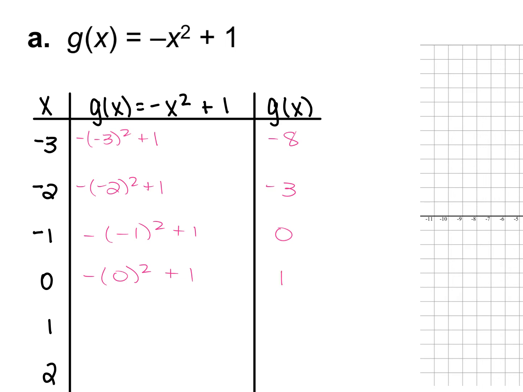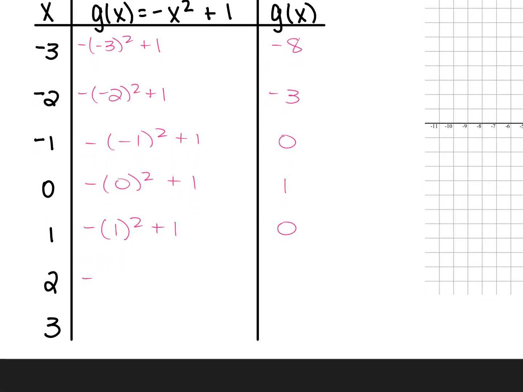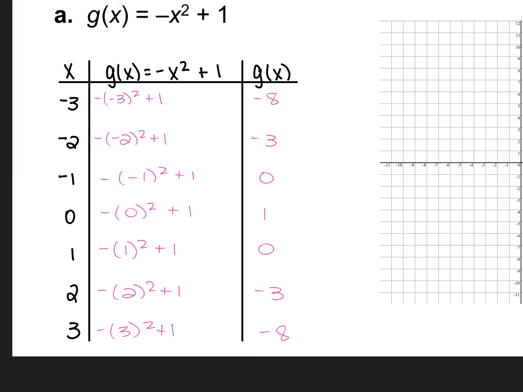Plus 1 is 1. Next we have the 1. So this means that we have the opposite of 1 squared plus 1. 1 squared is 1. Opposite is -1. Plus 1 is 0. Next we have the 2. So the opposite of 2 squared plus 1 gives us 4, which is -4 with the opposite of it. And then plus 1 gives us -3. Then that 3 gives us the opposite of 3 squared plus 1. So 3 squared is 9. The opposite of that is -9. Plus 1 is -8.